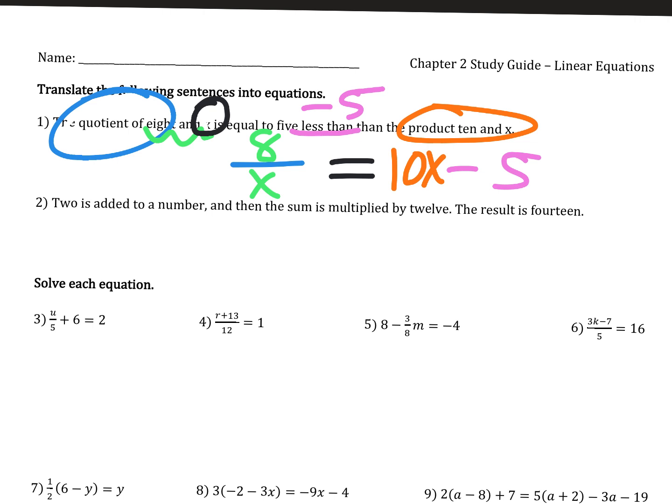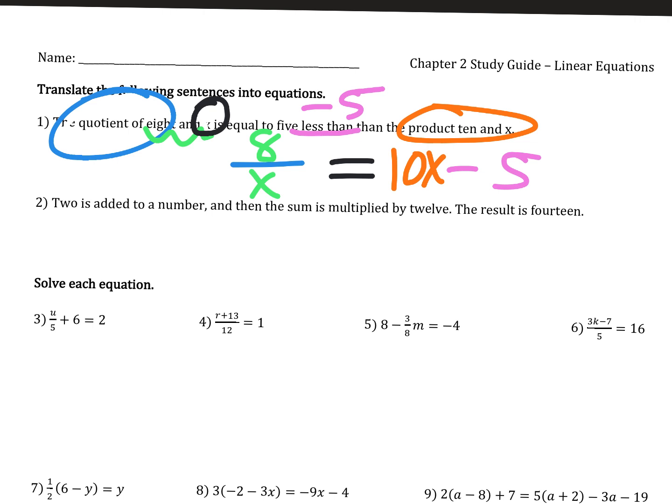As long as you know what quotient, less than, product means, you will be just fine on Friday. So make sure you know what those terms mean. And especially the less than means you take away that number, not you're doing that number minus something else. Questions about number 1? All right, number 2.